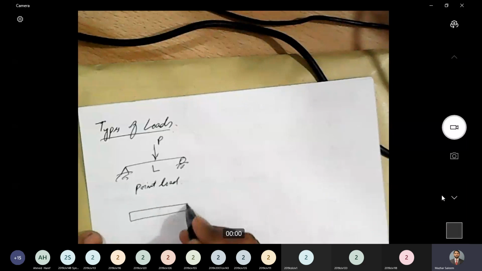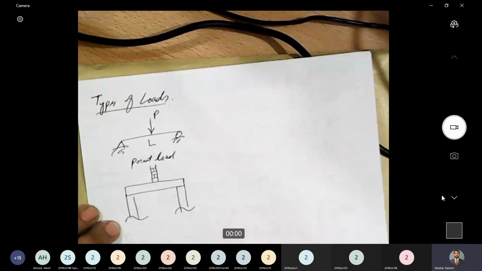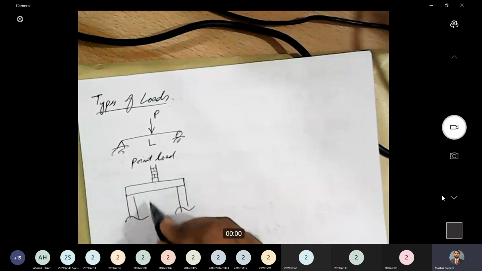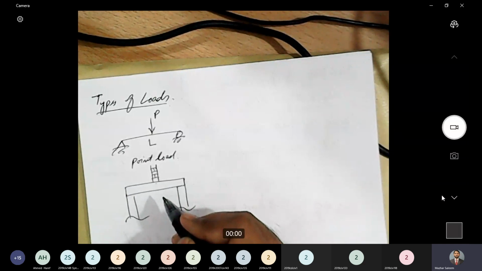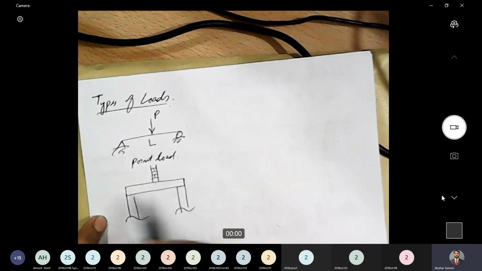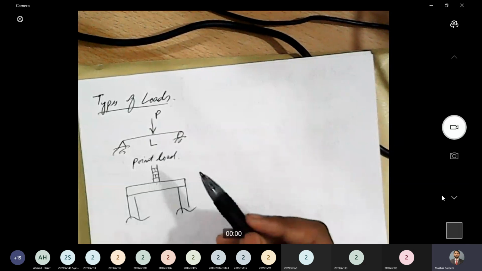If I have a beam and a column is resting over that beam, let's say this is a brick column, this column will apply a point load on the beam. You can see that the load of the column is not acting at a single dot. It has a certain area, but the area on which the load is acting is much smaller than the length of the beam or the overall geometry of the problem. That's why we call this a point load.